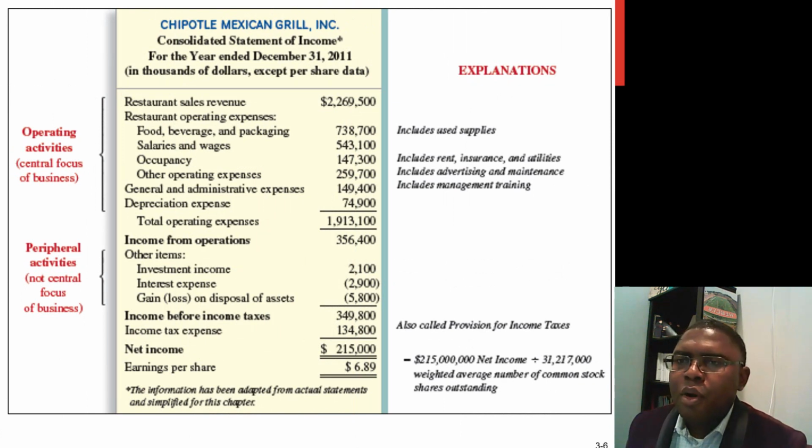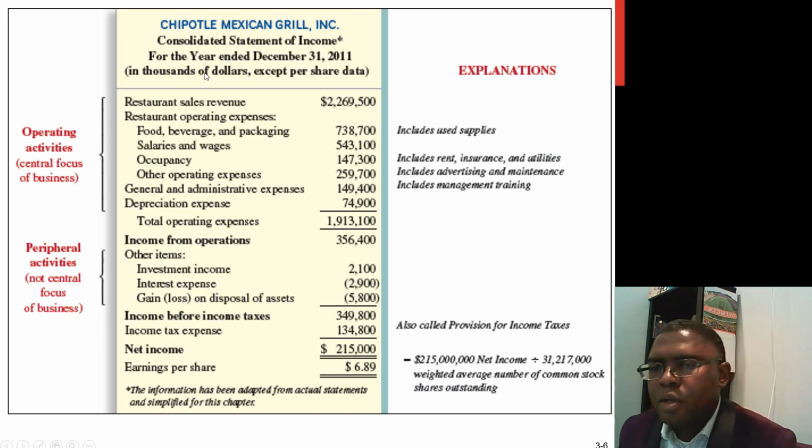So this is a sample of an income statement, Chipotle Mexican Grill, and this is a consolidated statement of income, which implies that it takes into consideration all the branches of Chipotle. The income statement is usually for the entire year, so it is stated clearly that it is for the year ended December 31st, 2011. And the unit of measurement is also stated, in thousands of dollars. So the numbers we find on this income statement are in thousands of dollars.